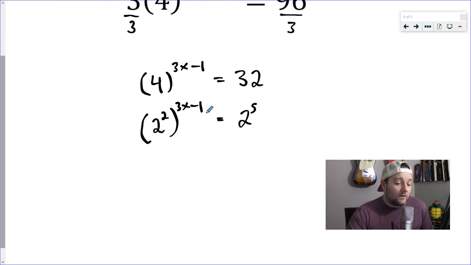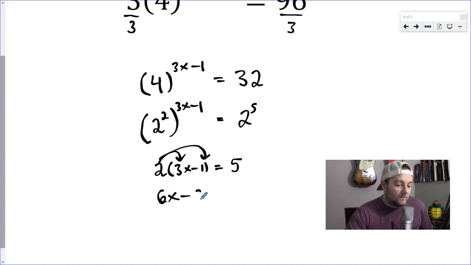And then I'll let my exponents equal to each other. So I know I'm going to have to times these. So I can sort of skip that step if you want to and go like this. 2, 3x minus 1. As long as you understand these are multiplied together and this equals 5. So now I can distribute through with the 2. So I get 6x minus 2 equals 5.